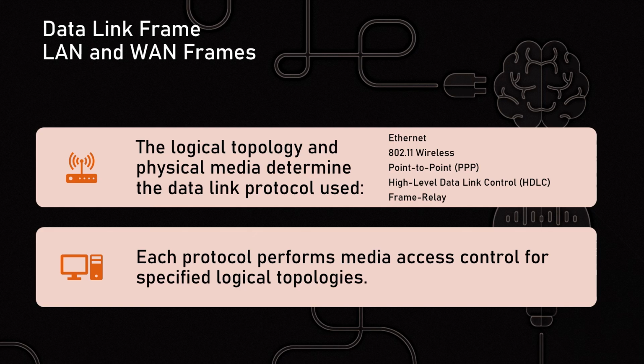The logical topology and physical media used will determine the link protocol that is used. So if we're talking about wireless, Ethernet, standard point-to-point, or what's called PPP, HDLC, high-level data link control, or what's called frame relay, very simple structural thing, but occasionally used, very, very rarely. Each protocol performs media access control for specified logical topologies. I will say, pretty much in my experience, Ethernet and wireless are all we really see.